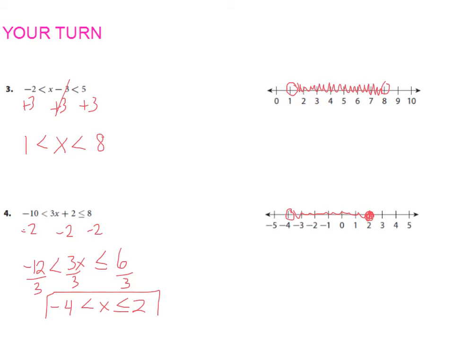Remember that if you ever divide by a negative, it changes your inequality around, and it would affect both of those. You'd flip both of those. Now, I divided by a positive 3, so I didn't have to worry about that. But I do end up with a negative 4 less than x less than or equal to 2. So when I graphed it, since this one was just a regular less than, I did an open circle at negative 4. I did a closed circle at 2 because of the or equal to, and it's everything in between there.